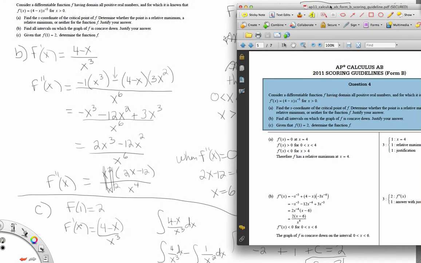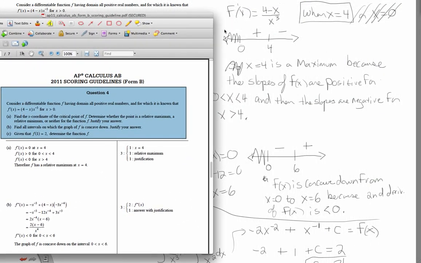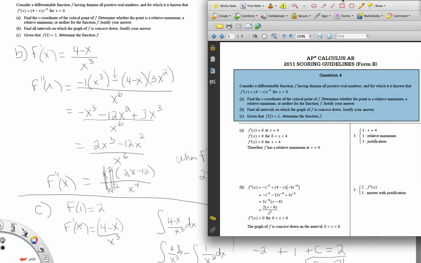Alright. Part A. F prime of x equals 0 at x equals 4. F prime of x is greater than 0 from 0 to 4, and less than 0 after. Therefore, it has a maximum. Looks good. 3 points for that. Part B.